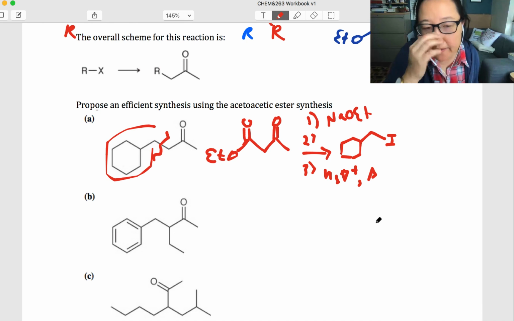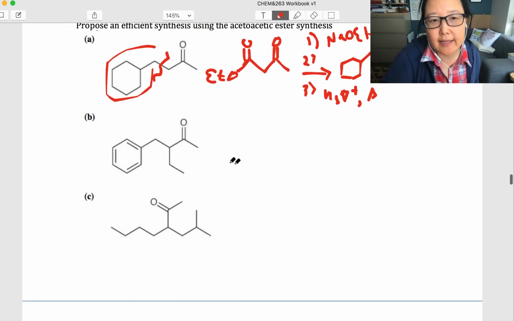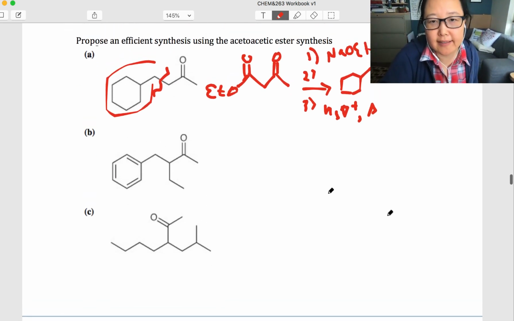That's it. So I'd love for you guys to do a quick analysis of these and practice figuring out what are the starting material and reagents I need to make these methyl ketones.